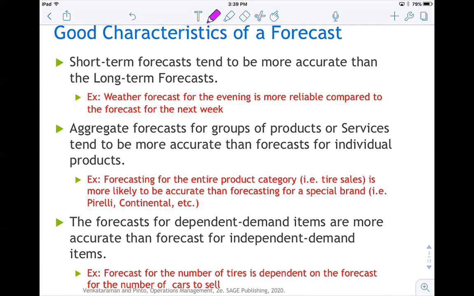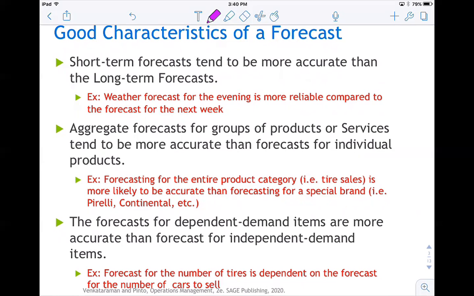If you are looking at your weather application to see whether tonight there's going to be rain or not, it's much more reliable compared to looking at the same weather app for next week's weather forecast. Okay, that's pretty straightforward. And the second one says that aggregate forecasts for groups or product families tend to be more accurate than forecasts for individual products.